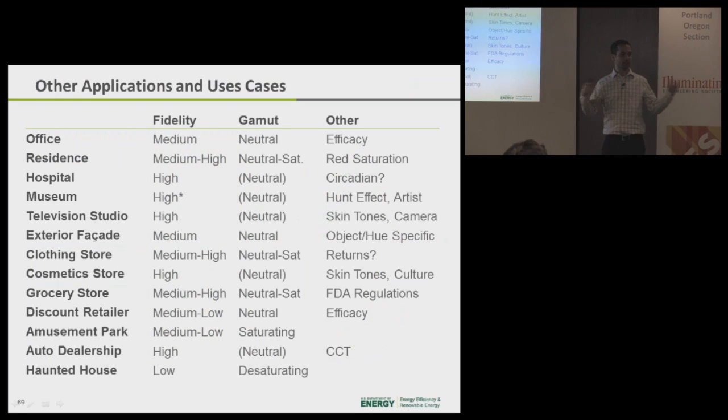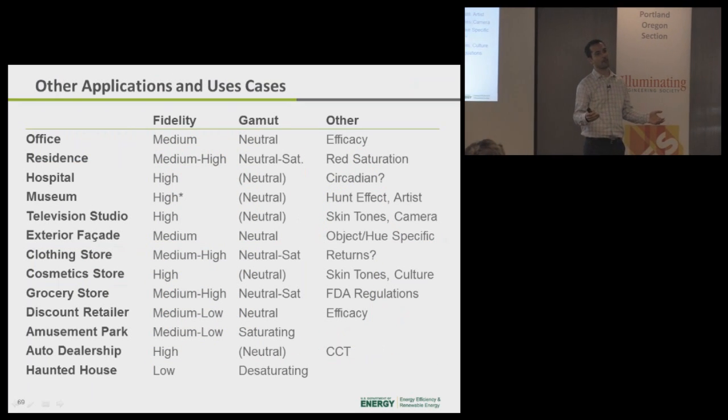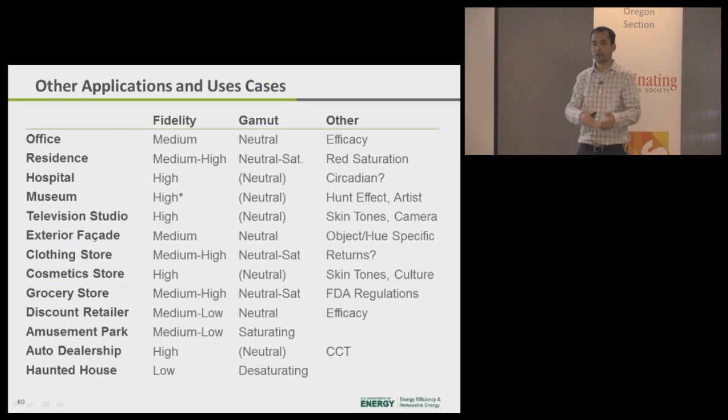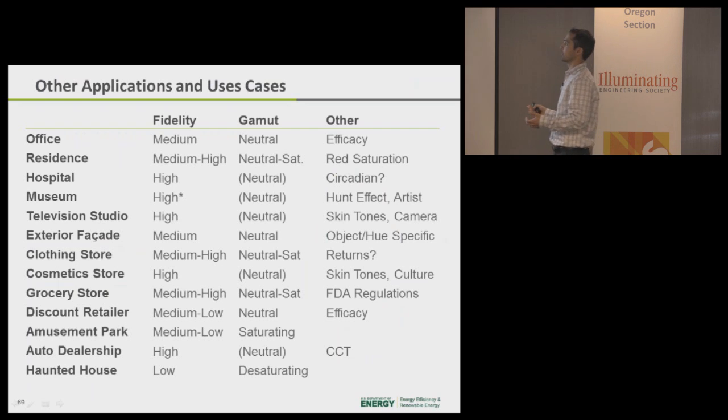Okay, so thinking about this in other contexts, what might you want to be doing in different places? We've got to break away from this idea that we always want the maximum fidelity number, the highest CRI value, because that's not always necessarily the case. In an office, actually the thing driving it is probably efficacy. We need to have reasonable efficacy. You probably want just a neutral gamut. It's not really a color critical type of place.